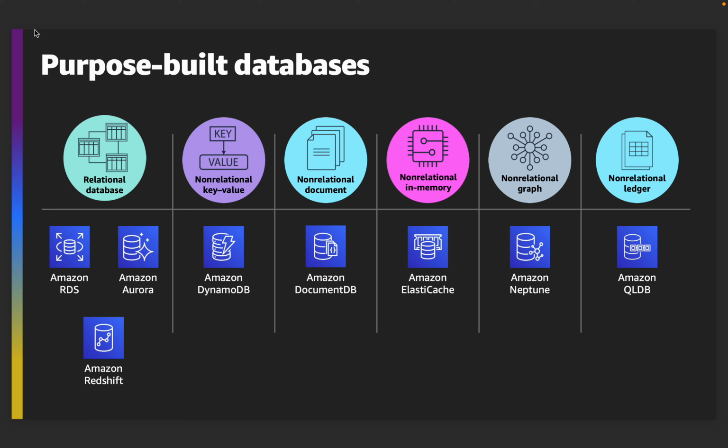Next is key-value. If you understand key-value databases, where we need very high read throughput and a large number of people are reading, we use Amazon DynamoDB. It's a key-value database like HBase, and Amazon DocumentDB is like MongoDB. Then non-relational in-memory databases like Amazon ElastiCache, and non-relational graph, Amazon Neptune. So non-relational in-memory is ElastiCache, graph is Neptune, and the non-relational ledger database is Amazon QLDB.